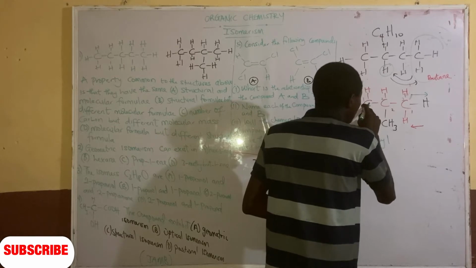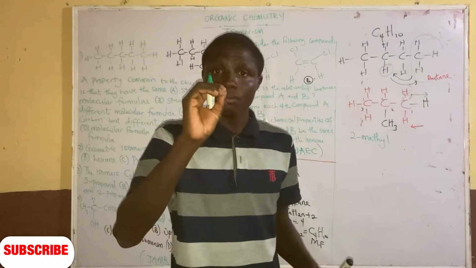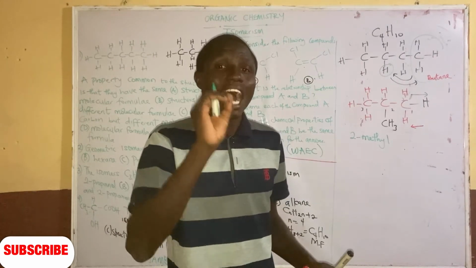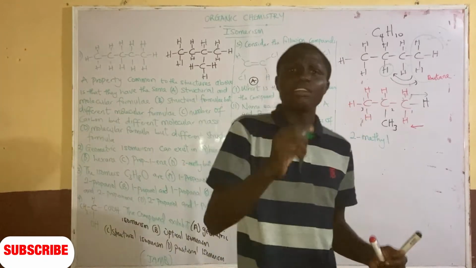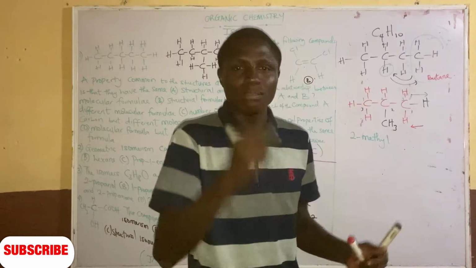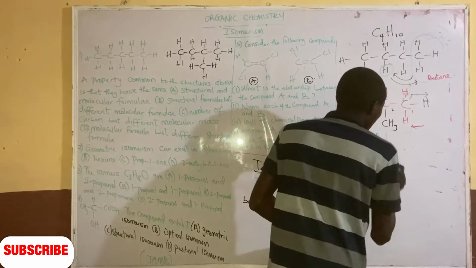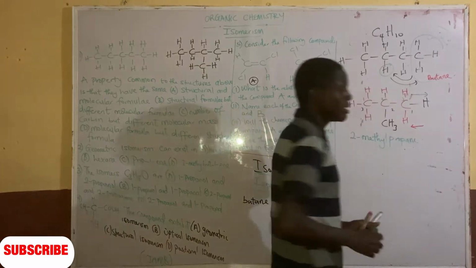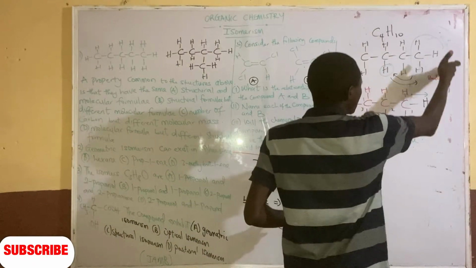Now what am I counting? 1, 2, 3. So it has 3 carbons, and under the family of alkane, because it has single bonds. So if you have 3 carbons and under the family of alkane, my parent name will be propane, because prop is number 3. So the family name will be propane. That is the parent name. Propane. So now we can see that butane has 2 isomers.